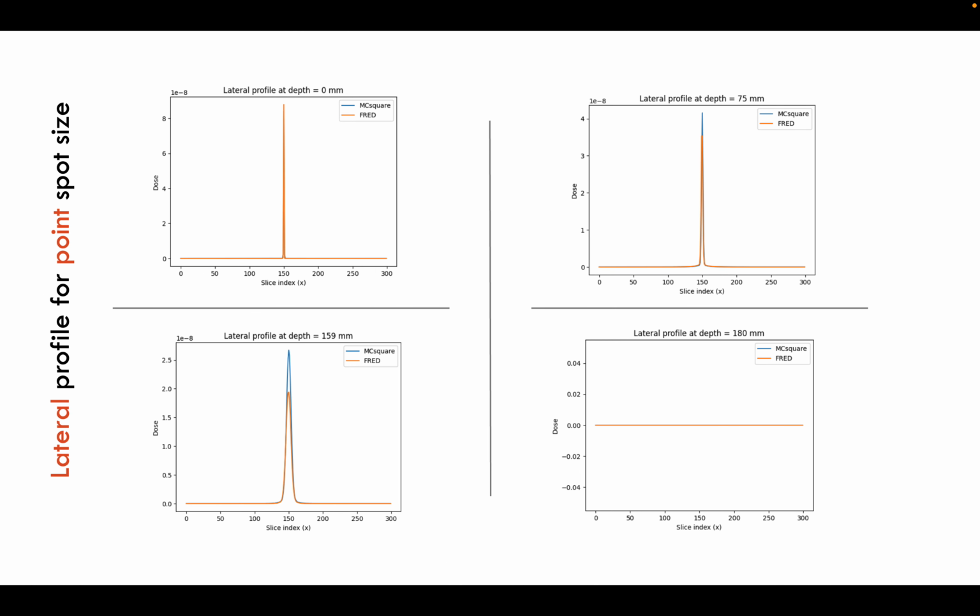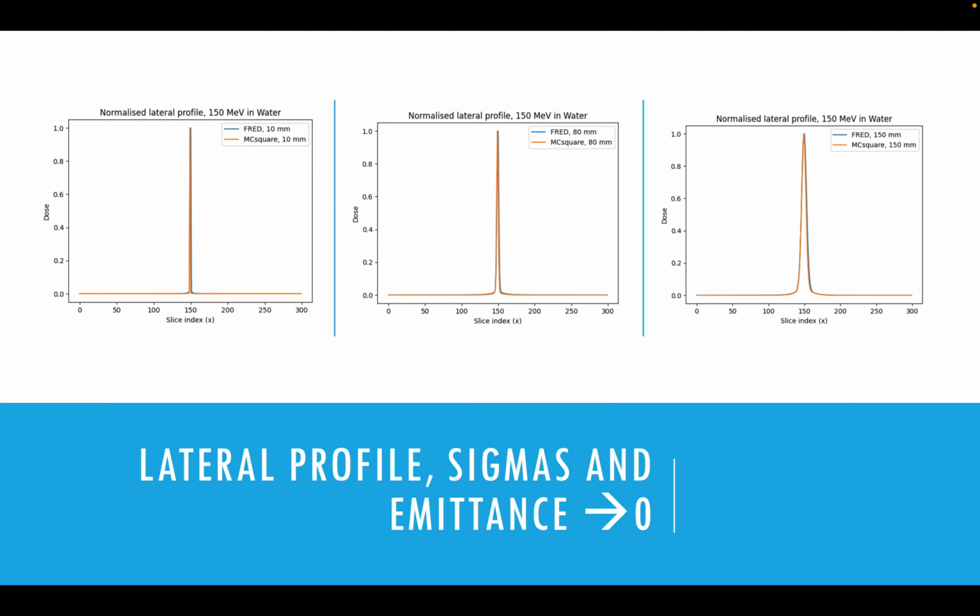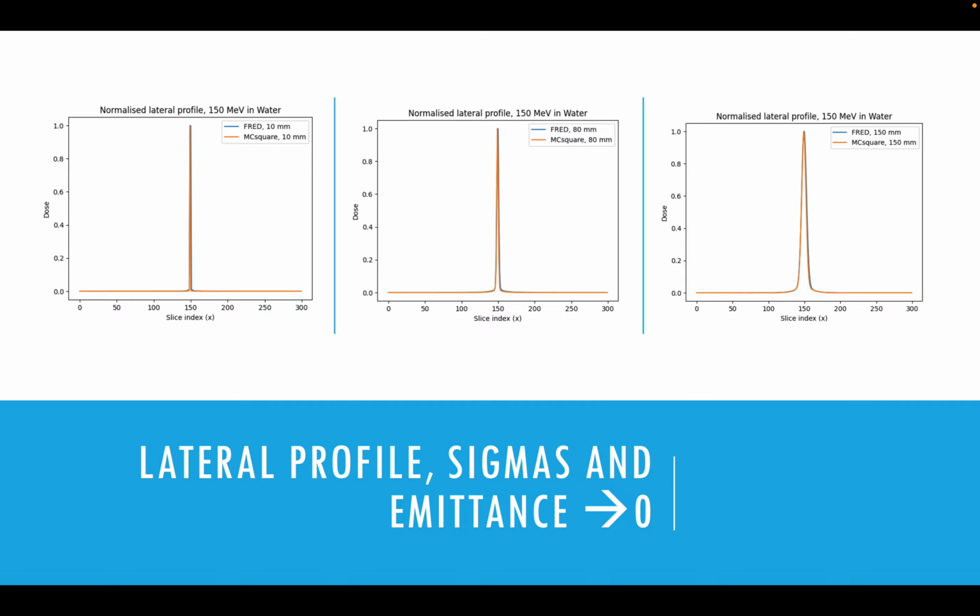This is the lateral profile in water for 150 MeV, and here we can say that both MC square and FRED show the same multiple Coulomb scattering. This was the behavior that I saw first, and I was convinced that there was no difference in multiple Coulomb scattering. But I normalized them. Even after normalizing, you would say there is not much of a difference in multiple Coulomb scattering.